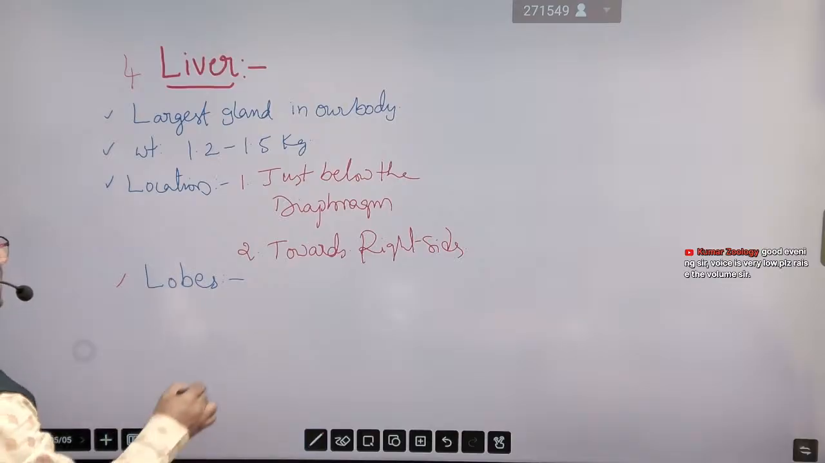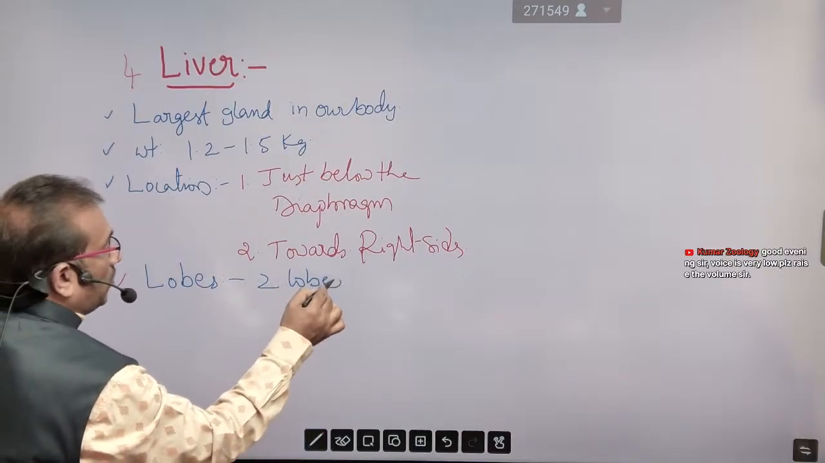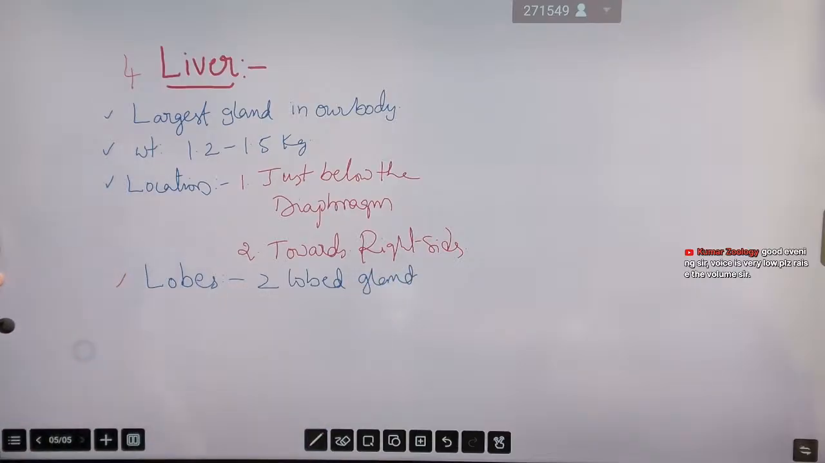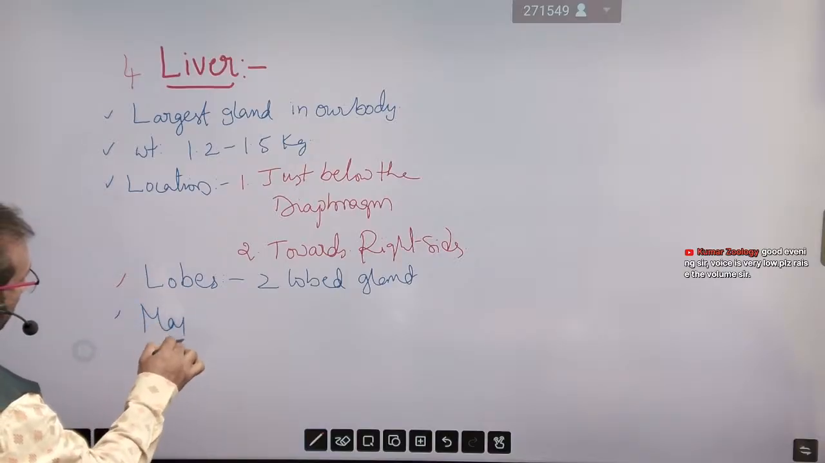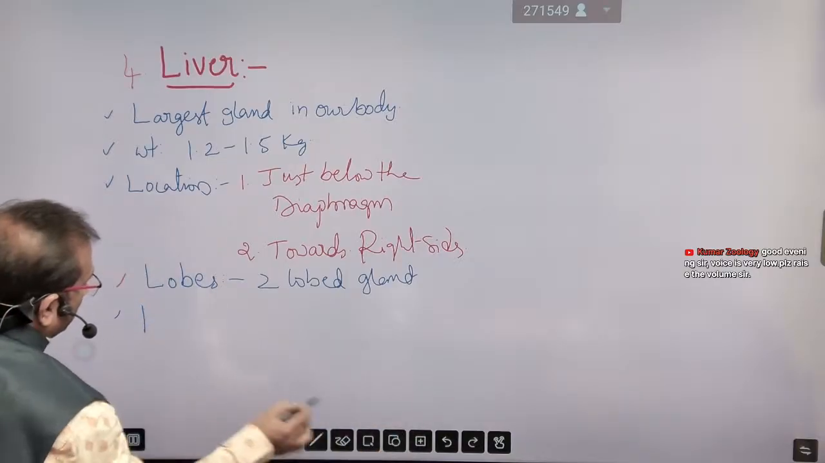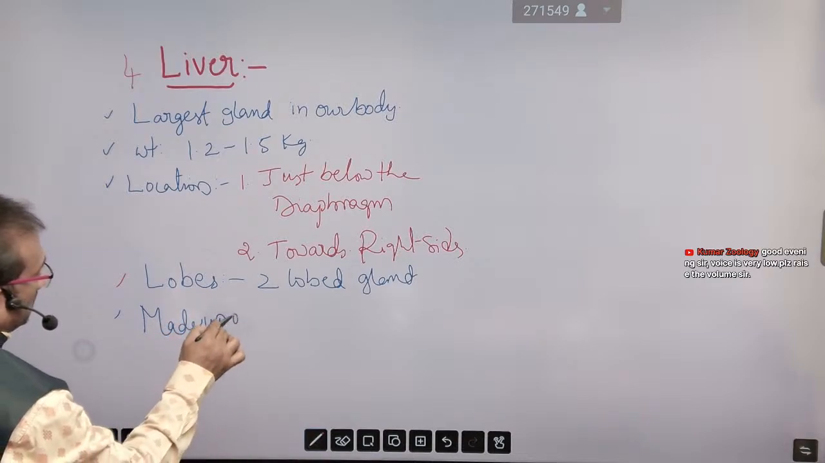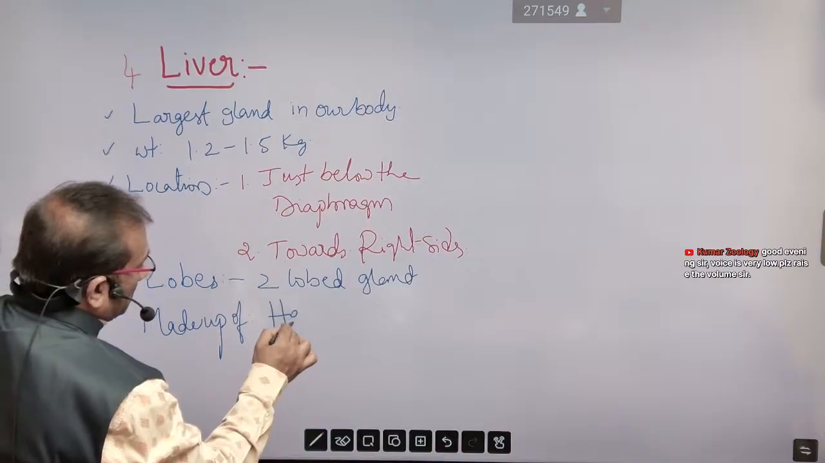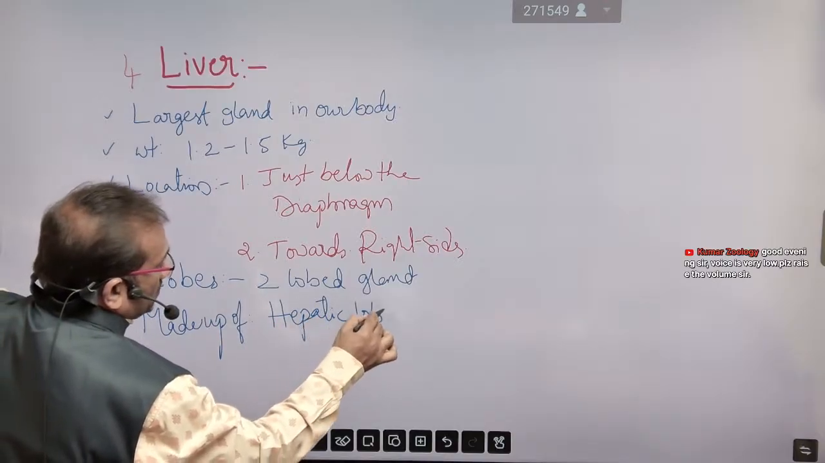How many lobes are there? There are two lobes. So liver is a two-lobed, or bilobed, gland. And the liver is made up of hepatic lobules.